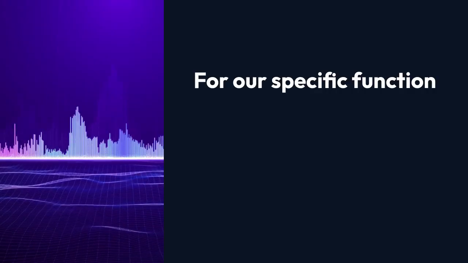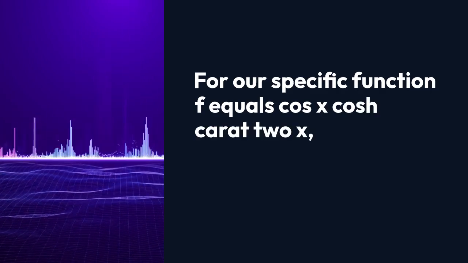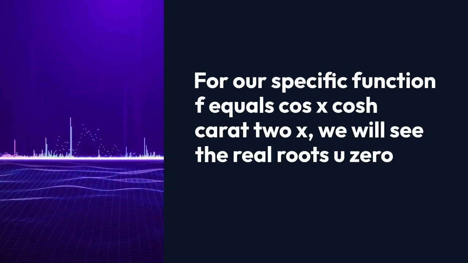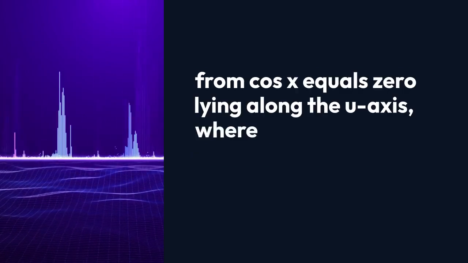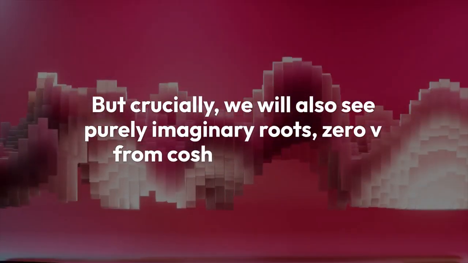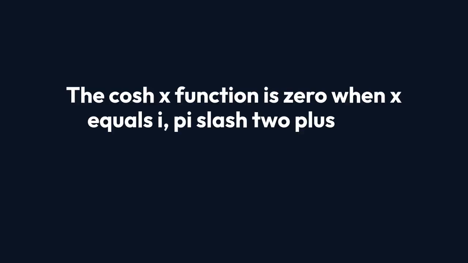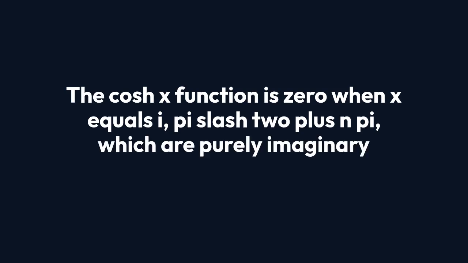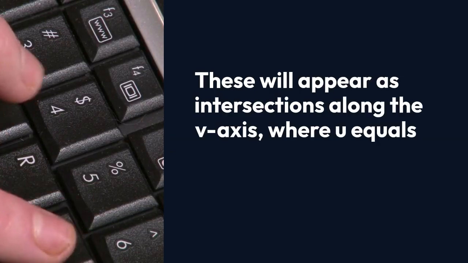For our specific function f(x) equals cos(x) cosh²(x), we will see the real roots (u, 0) from cos x equals 0 lying along the u-axis, where v equals 0. But crucially, we will also see purely imaginary roots (0, v) from cosh x equals 0. The cosh x function is 0 when x equals i(π/2 + nπ), which are purely imaginary values. These will appear as intersections along the v-axis, where u equals 0.